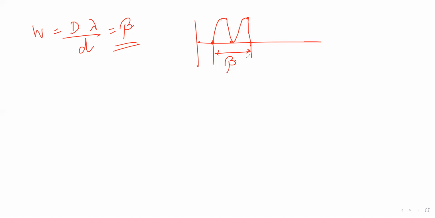Fine. So this is the beta. The consecutive dark and bright fringe is the fringe width, whose formula is capital D lambda by small d, that we have already studied.